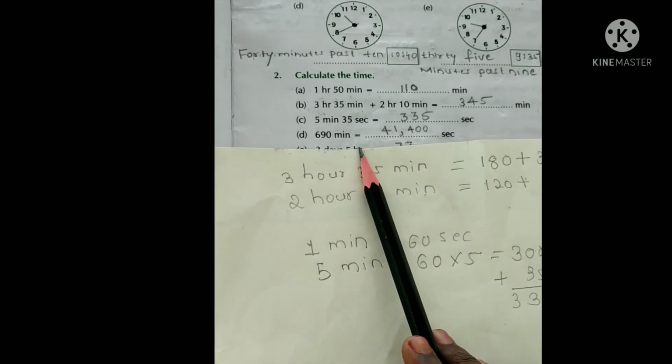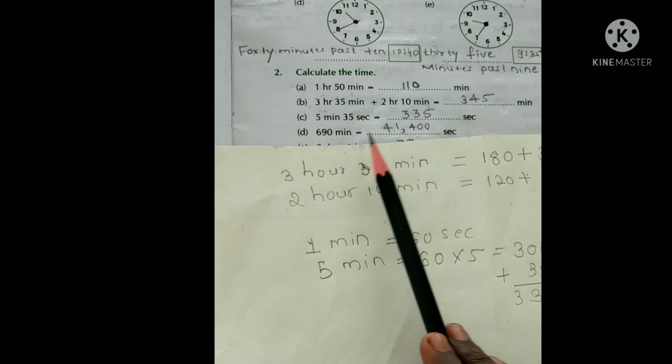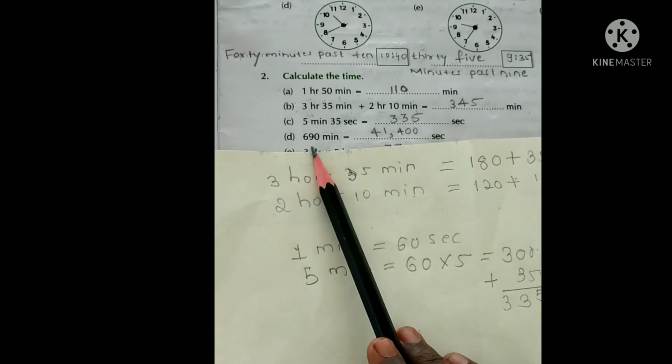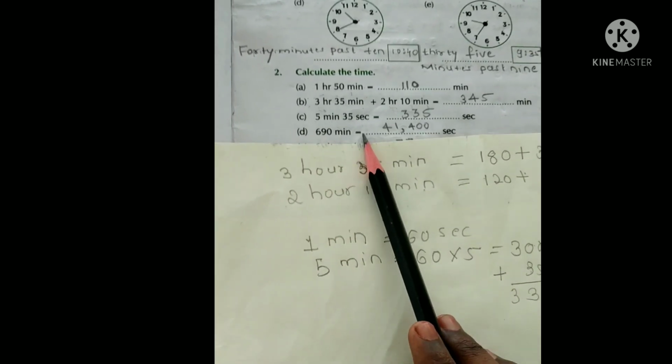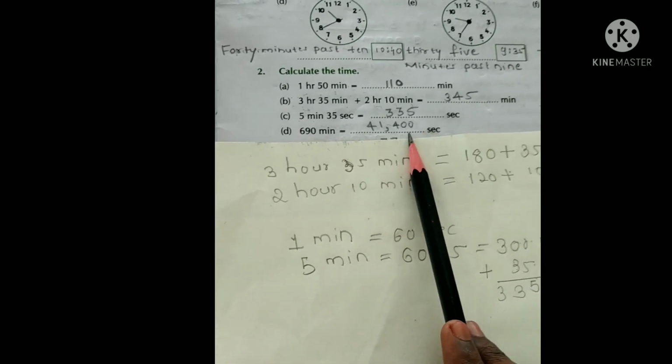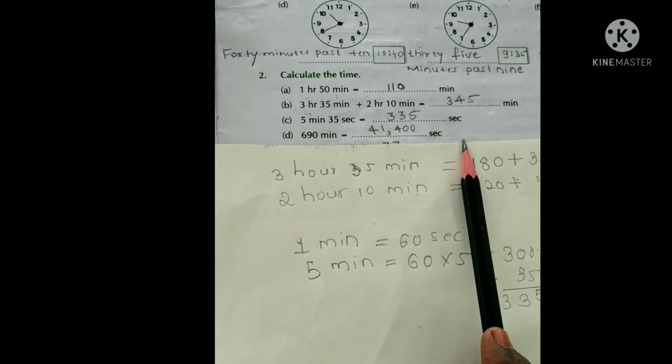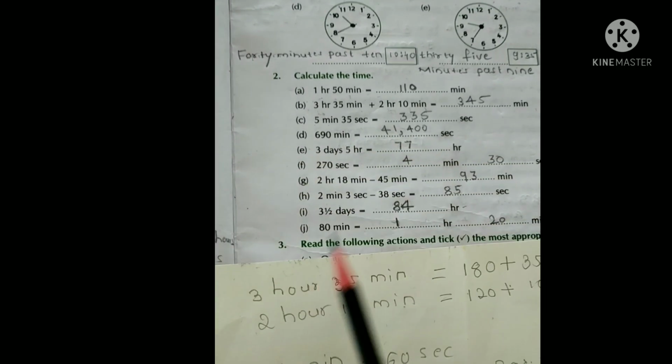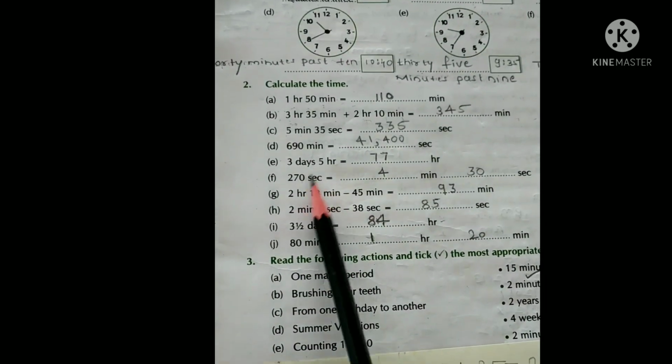690 minutes. What do you do here now? 690 into 60. You will get the answer 41,400 seconds. Now we'll go to the next question.